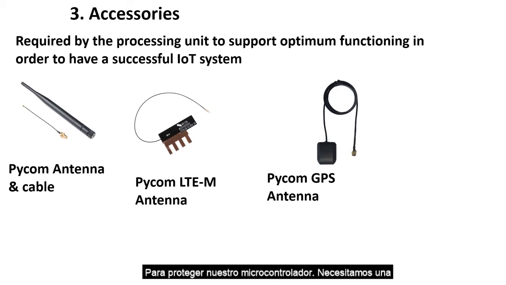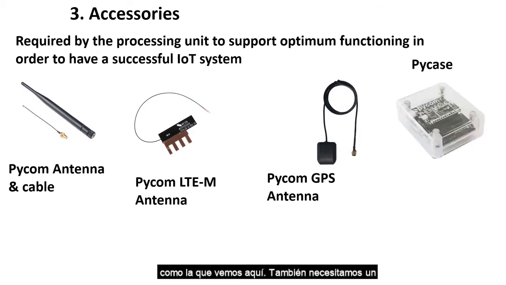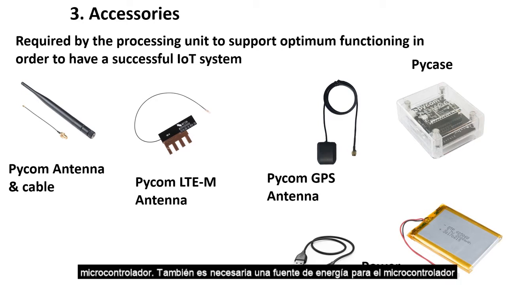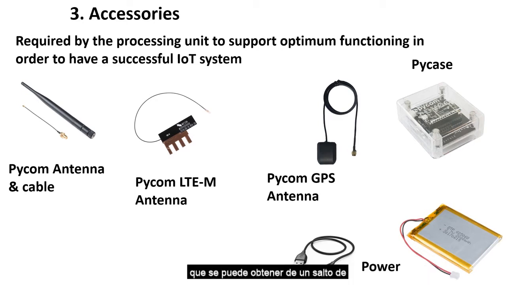To protect our microcontroller, we need a casing like the one we see here. We also need a micro USB cable to connect directly to the microcontroller. A source of power for the microcontroller is also necessary, which can be obtained from a LiPo battery like the one we see here, especially for outdoor IoT systems.